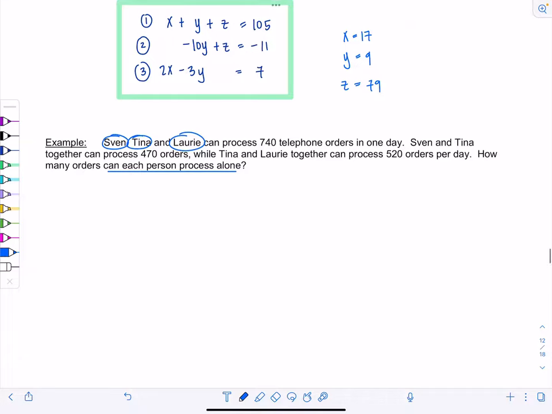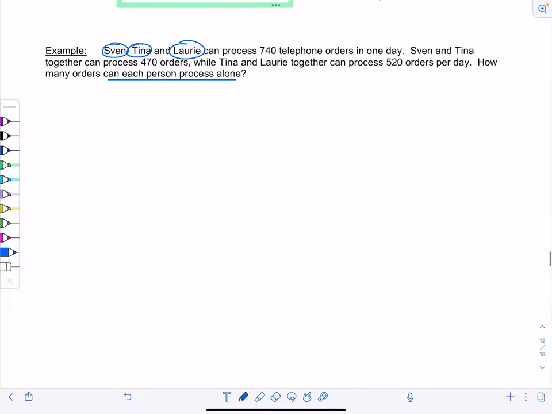So I'm going to still use X, Y, and Z. Okay, guys, I really don't recommend being cute and saying S, T, L, weird stuff like that. Let X equal the number of orders for Sven that he can process. Y can be the number of orders for Tina, and Z can be the number for Laurie. And again, we've got three unknowns, so we need three equations.